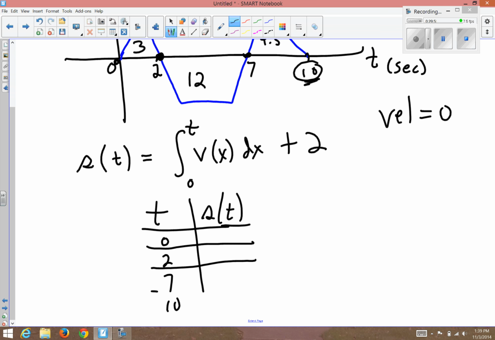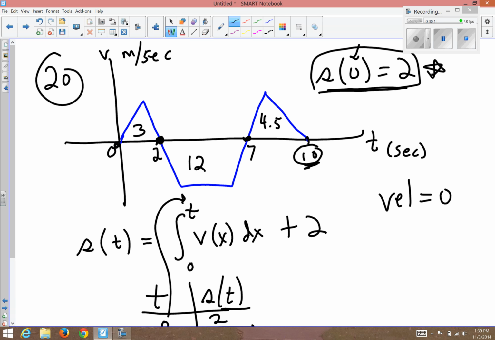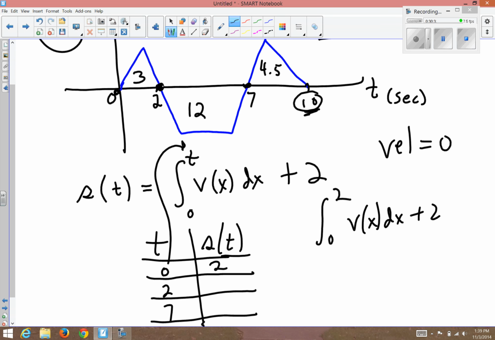Once we have all these, we'll map out a little journey on the x-axis, and everything will get answered. S of 0 means put this 0 right there. It'll be the integral from 0 to 0 plus 2, so it's 2. It's good that S of 0 is 2, because that's actually given. S of 2 means the integral from 0 to 2. This 2 is going to go where the t is. So integrating this function here from 0 to 2, we get 3. That's 3, but don't forget to add the 2.